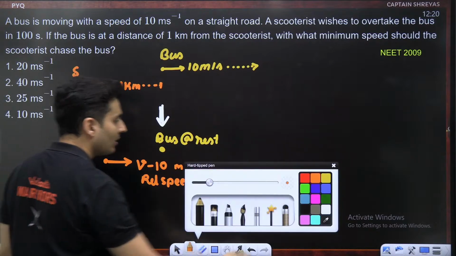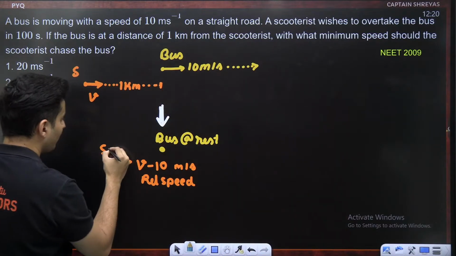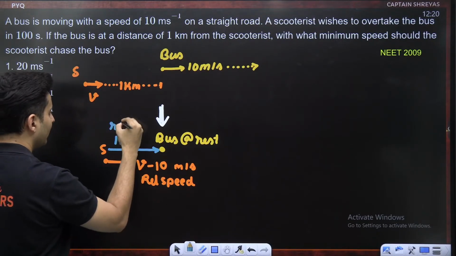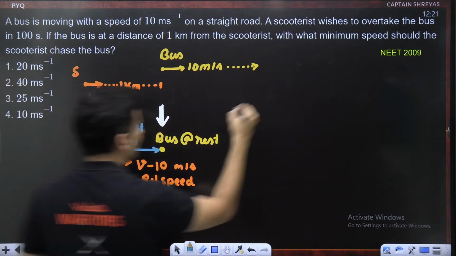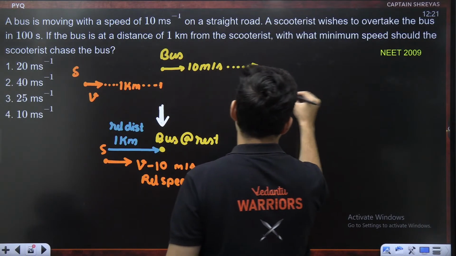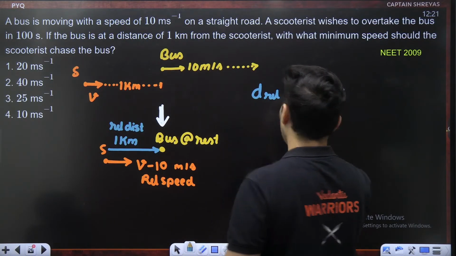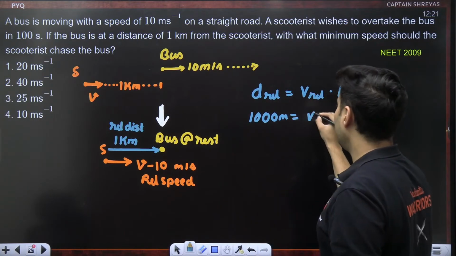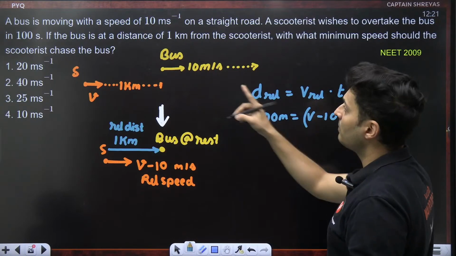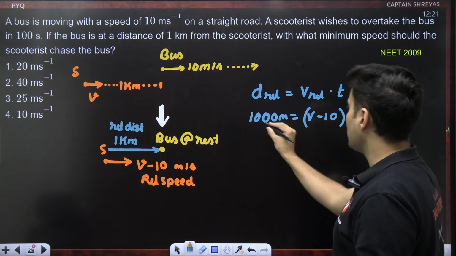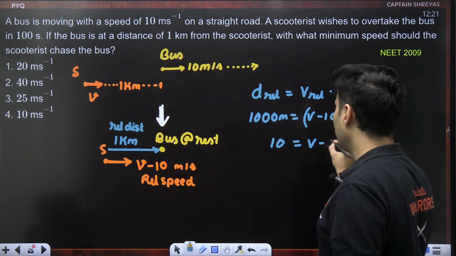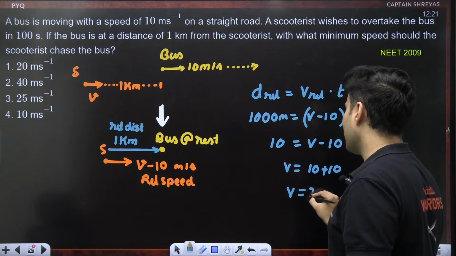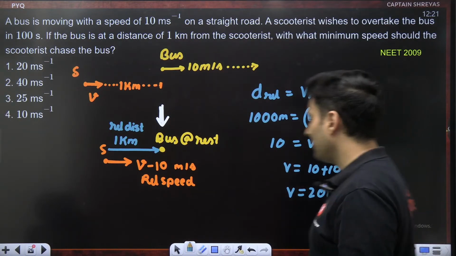What is our relative distance? It is 1 kilometer. So 1 kilometer is our relative distance. So relative distance is relative speed multiplied by time. 1 kilometer means 1000 meters. Relative speed is V minus 10. How much time? 100 seconds. 100 cancels. 10 is equal to V minus 10. So V is 10 plus 10. So V is 20 meters per second.